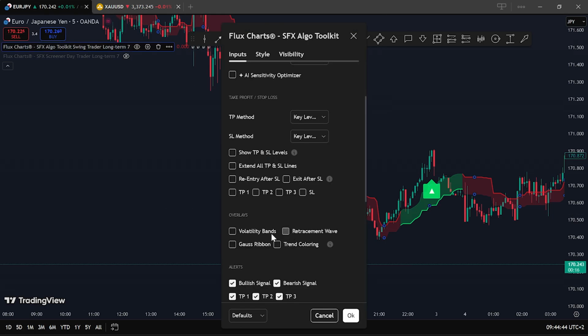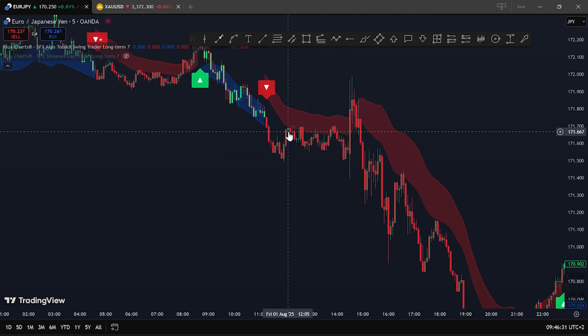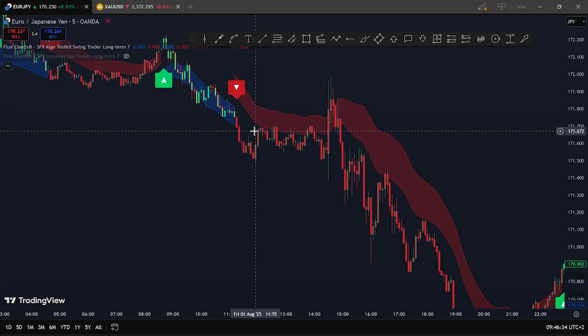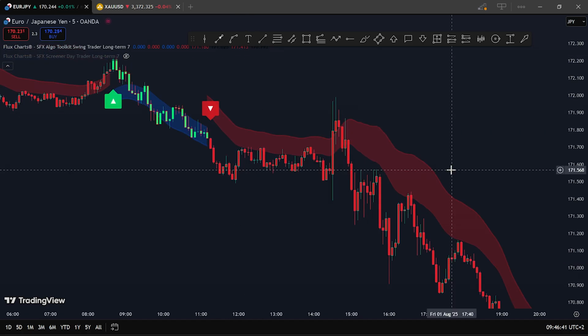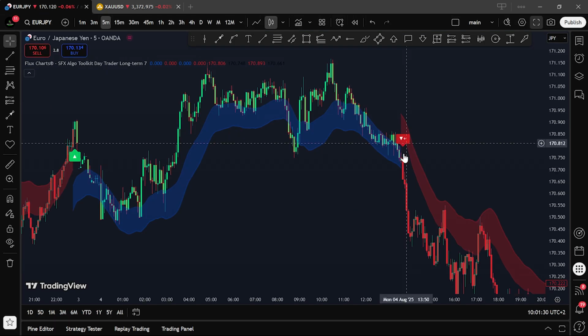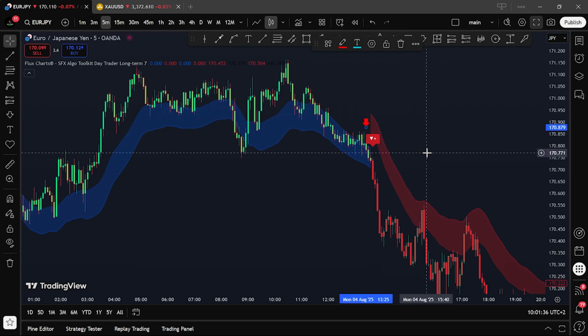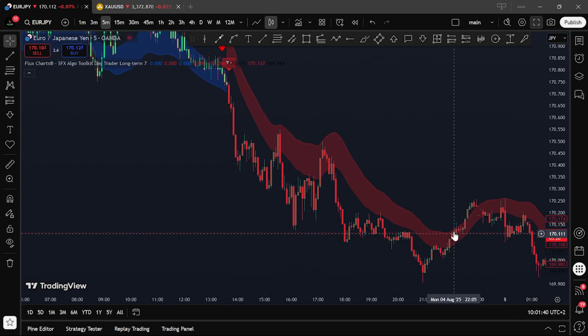So right now, let's uncheck this one and look at the Gauss ribbon. I'll just call it the ribbon right at the moment because I don't want to butcher this name. So let's uncheck the retracement wave and check this ribbon, even the trend coloring here. This ribbon is used to identify trend direction, entry zones, even potential reversal areas. It follows this signal here when this indicator identifies a potential trade in the market. When the signal turns red, that means the market is likely to be bearish. That is why you see this ribbon is above the candlesticks.